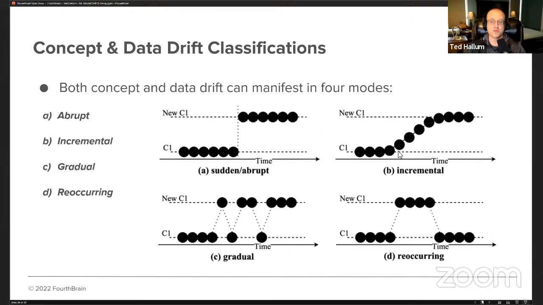Alternatively, there's 3 other ways that drift can occur. It can occur incrementally, where it just happens slowly over time. So instead of going immediately from one state to another, you slowly go from one state to another. The third way is called gradual, and that's where for a certain period of time, you bounce back and forth between 2 states, but you start at one state and you ultimately end at another steady state. And then the final type of drift that you'll encounter is recurring drift, where you just continuously bounce back and forth between 2 states or multiple states. And if you're familiar with seasonality, recurring drift is very much like seasonality.